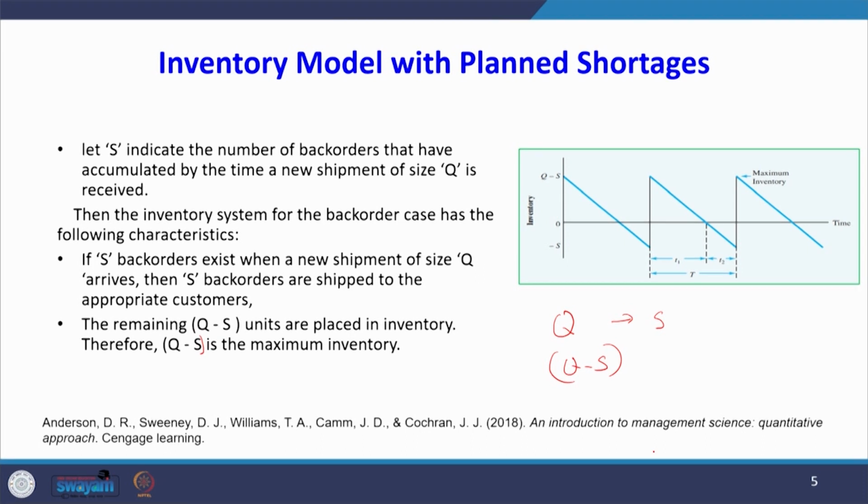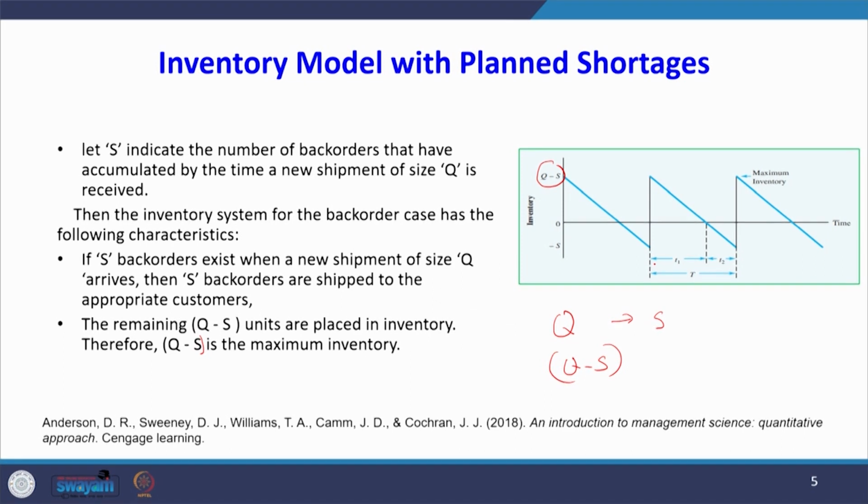Look at this picture on the right hand side. On the y axis is the inventory. So, Q minus S is the maximum inventory. The negative S represents the shortages. There are T1 and T2. This model is similar to our economic order quantity. How is it similar? Whenever we place the order, the replenishment takes place immediately.